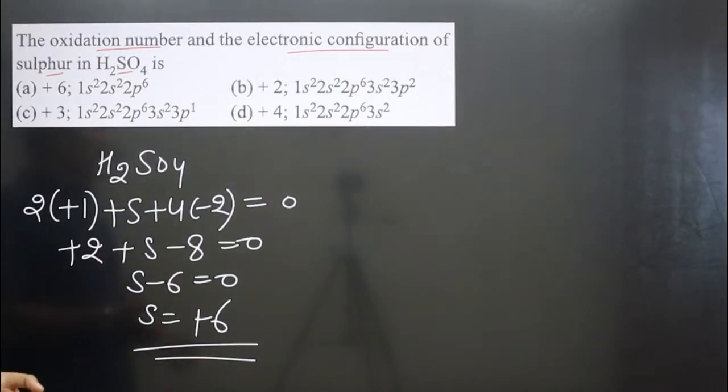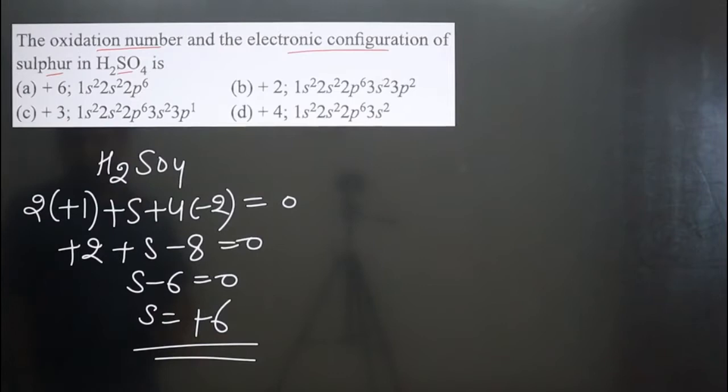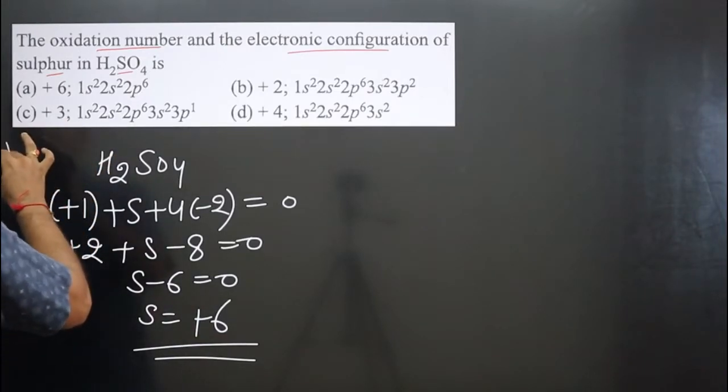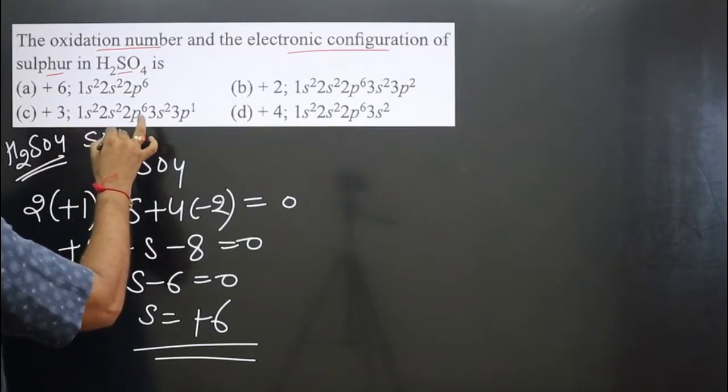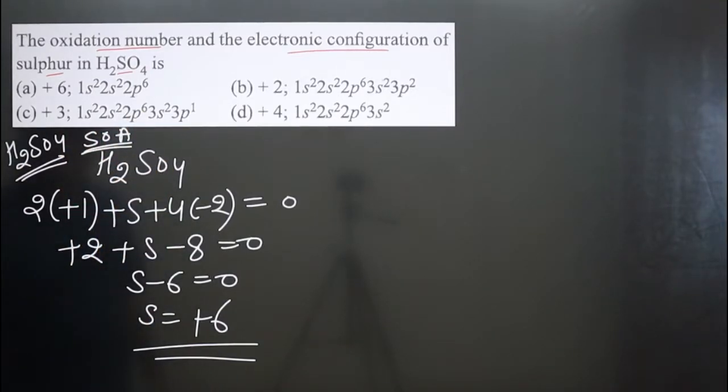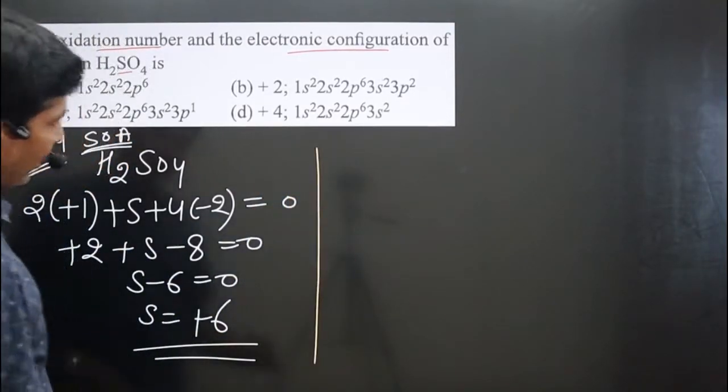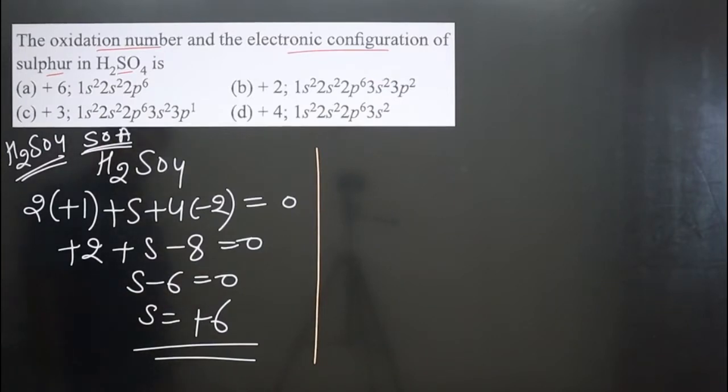It is present in its highest oxidation number. That's why sulfuric acid, H2SO4, always acts as a strong oxidizing agent. Always remember, it always acts as a strong oxidizing agent. Now pay attention carefully. We have to write the electronic configuration.